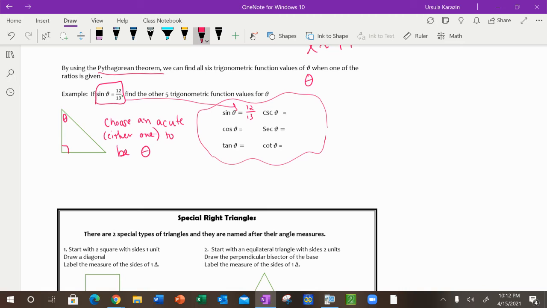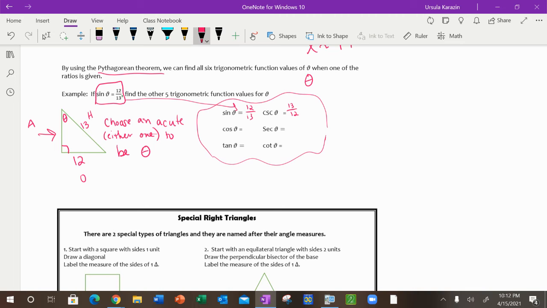And I know that sine is 12 over 13. So that means the opposite is 12, because this is my O. And the hypotenuse is 13, because that's my H. So all I need to do is figure out this side here, which is my adjacent, and I will be able to plug in all of the other things. Although, guys, I hope some of you are thinking, if you got sine, you also got cosecant, right? Reciprocal. So truthfully, you should be able to get 2 of them right: the one they gave you and the reciprocal.